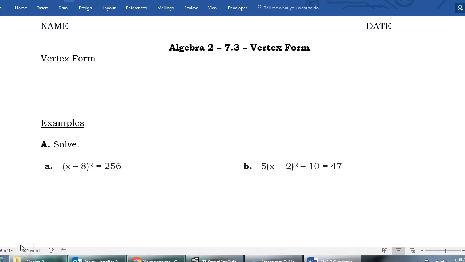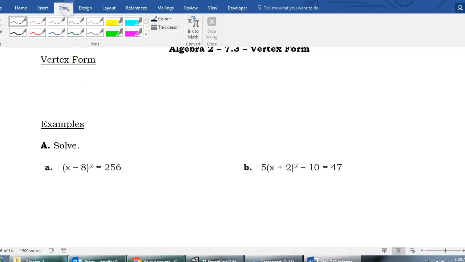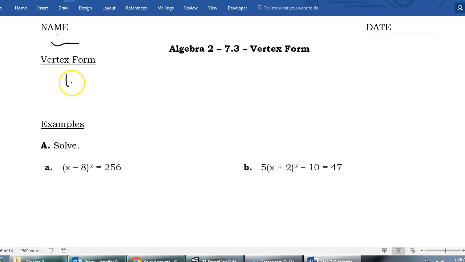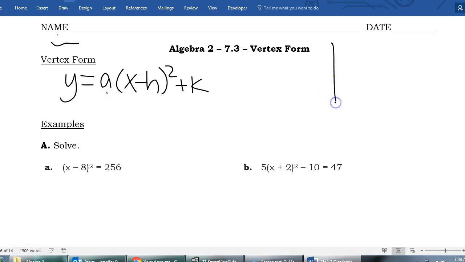This is Algebra 2, Lesson 7.3, Vertex form. Now again, we had this on the first page, but just to reiterate, vertex form is going to have one set of parentheses with a power 2, and it could have a leading coefficient of 1, so sometimes you don't see a number here.